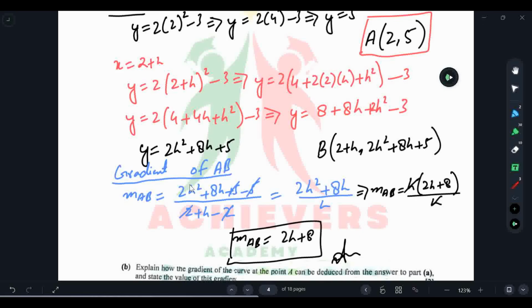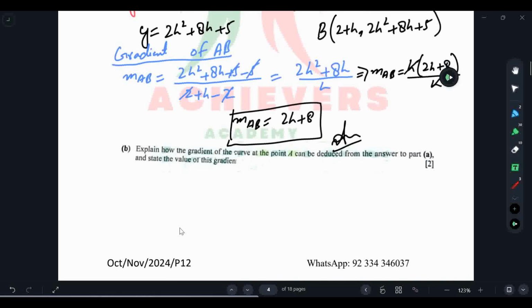I hope that the concept is clear. If you have any question, you can ask it in the comment section. Let's move to the B part. Explain how the gradient of the curve at the point A can be deduced from the answer to part A, and state the value of this gradient. Now we know how we can find the gradient.